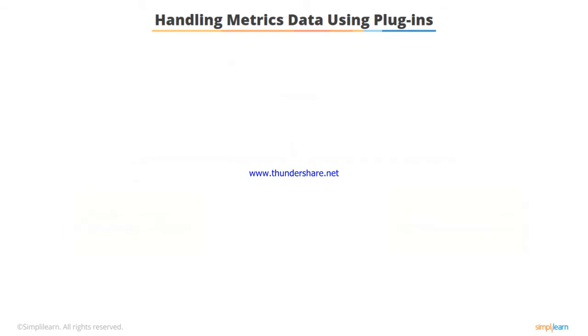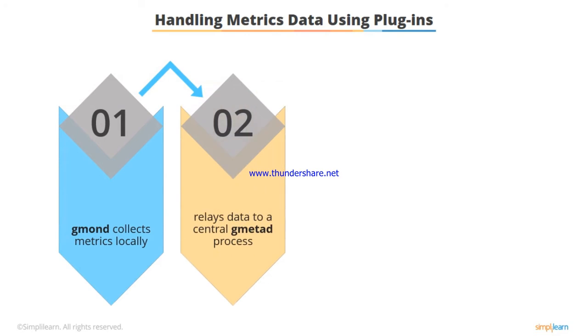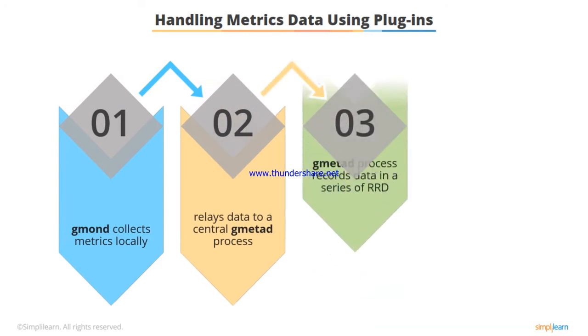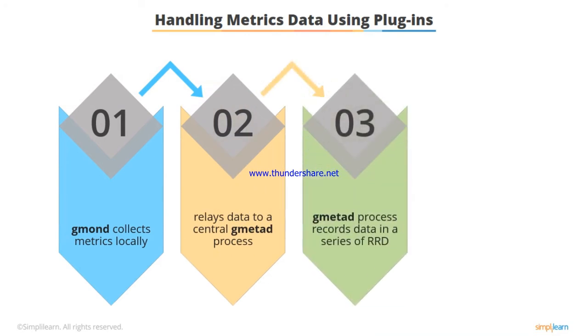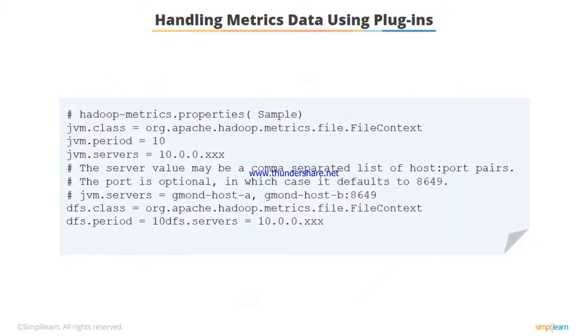Ganglia works by running a small monitoring daemon called gmond on each host. Gmond collects metrics locally. Each gmond process relays data to a central gmetad process that records data in a series of RRD, or round-robin database, files. These are fixed-size files that efficiently store time series data. A PHP web application on an Apache web server displays this data in a simple but effective view.